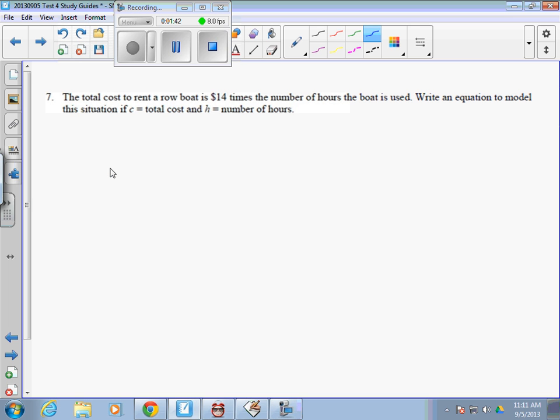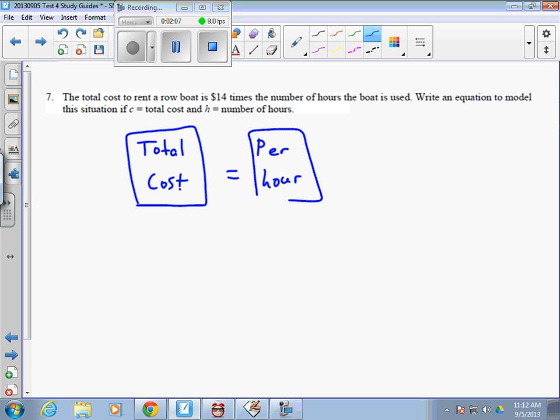7 says the total cost to rent a rowboat is 14 times the number of hours the boat is used. Write an equation to model the situation if C is the total cost and H is the number of hours. If we look at our verbal model, total cost equals the price per hour times the number of hours. That's just a verbal model. So the total cost is what we don't know. It says let C equal total cost. So C equals the per hour 14 times the number of hours.